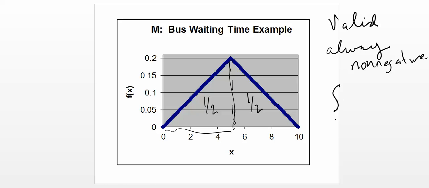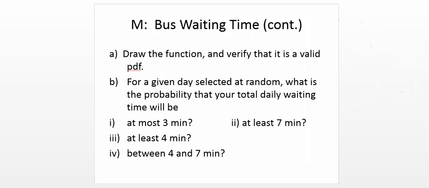So when you integrate the PDF from 0 to 10, we know that we get 1. So it is a valid PDF. The next part of the question asks, for any given day, what is the probability that your total waiting time would be at most 3 minutes? Well, what that really is asking us to do is to integrate the PDF from 0 to 3 minutes. That's what B-I is asking us, at most 3 minutes.